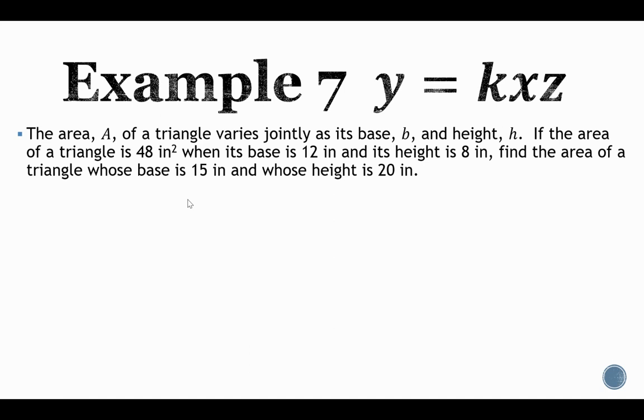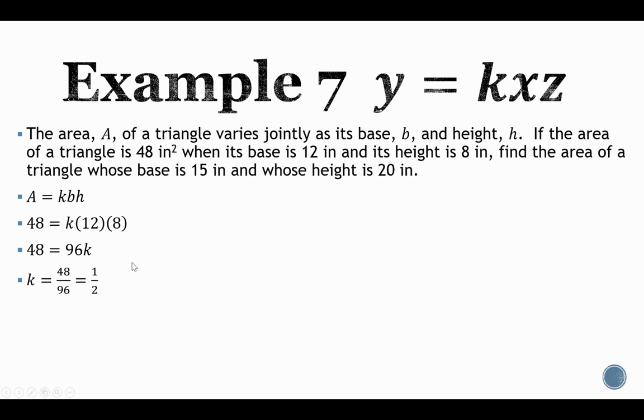So we have all the equipment we need to solve this. We just have to find our constant of proportionality first, and then we can solve the rest. So area is equal to k times b times h. 48 from our first set is equal to our constant of proportionality, which we don't know yet, times 12 times 8. So we can solve this. 48 equals 96k. We take k is equal to 48 over 96, which is 1/2. And now we know our k value.